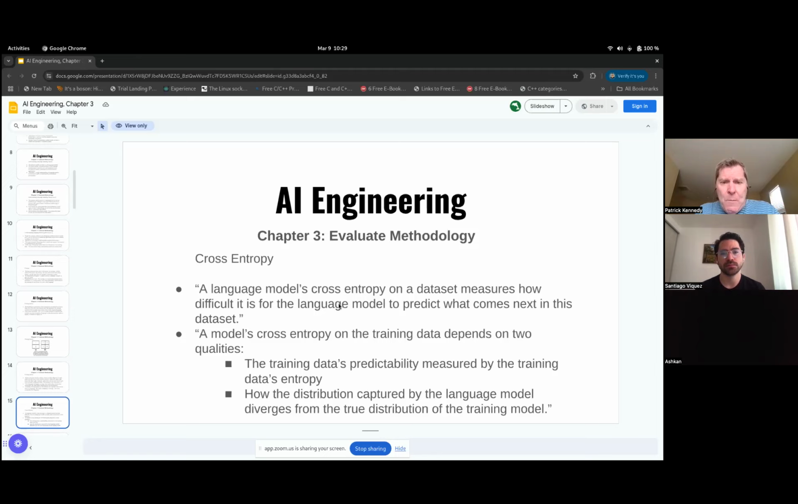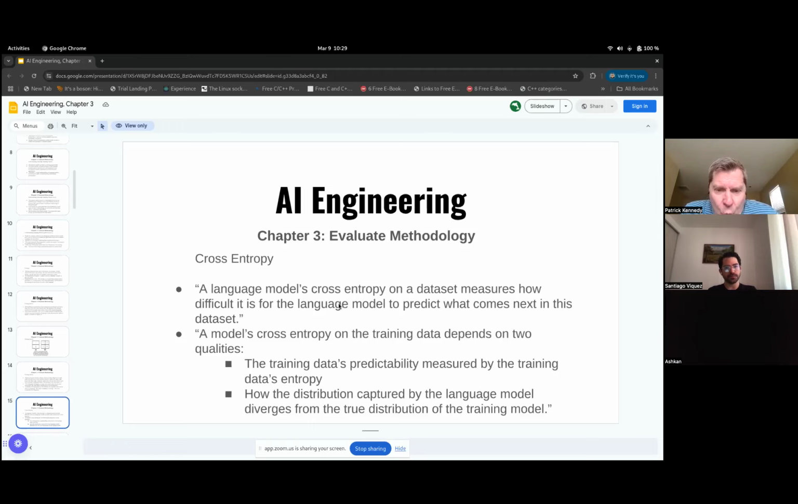So a language model's cross entropy on a data set measures how difficult it is for the language model to predict what comes next in the data set. Entropy is sort of like the way it is in terms of the actual data, and cross entropy is like a comparison against a prediction. It knows the difference between what is and what could be, and it says, okay, there's a loss, and therefore it should be like that.